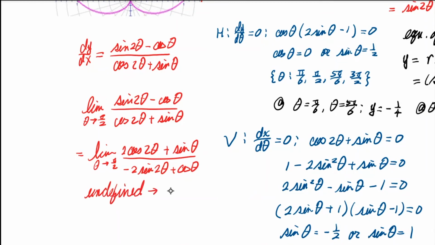So what that means is this is vertical at theta equal to pi over 2. That makes sense to you? Right? Undefined slope is vertical, 0 slope is horizontal.